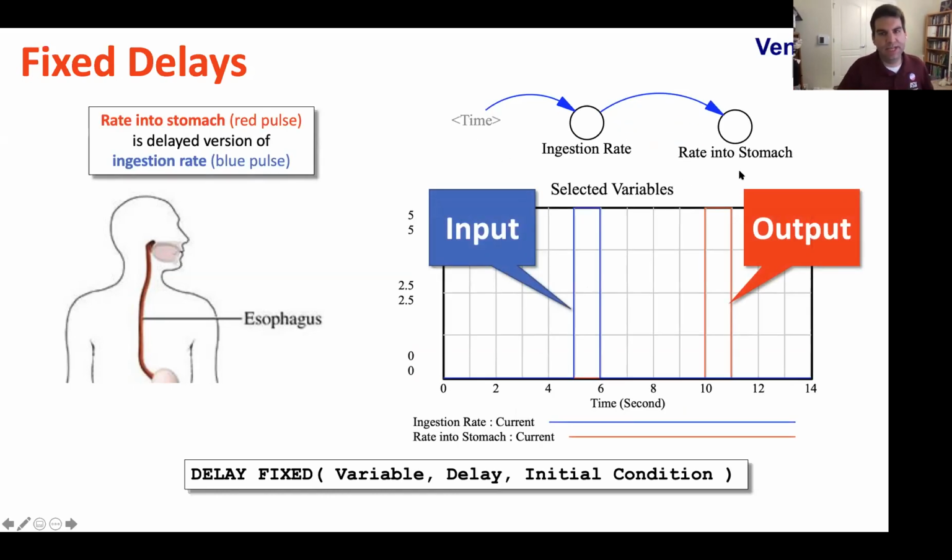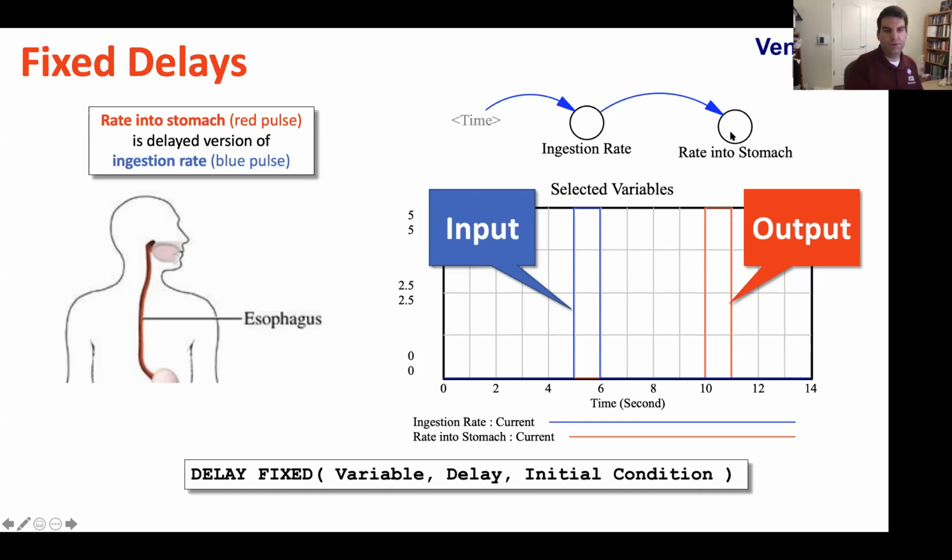If I were to simulate this inside Vensim and then plot these two rates, I can see the blue rate, that's the ingestion rate, shows up at time 5, jumps up to 5 units, and then jumps back down to 0 at time 6. Then 5 seconds later at time 10, we see the exact copy of that. So we've just copied this blue waveform into this red waveform. Just to make that clear, I did not put that funny pulse equation inside the rate into stomach. It is just copying whatever happens at this ingestion rate, shifting it by 5 seconds, and that's into the stomach.